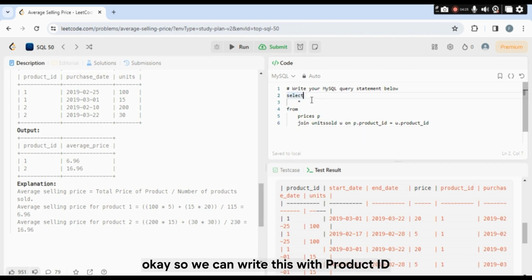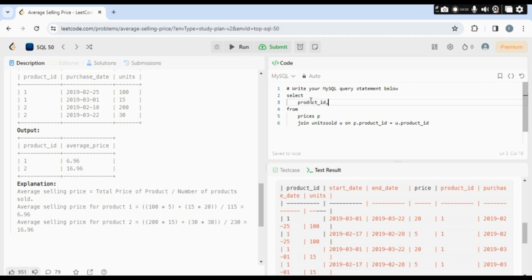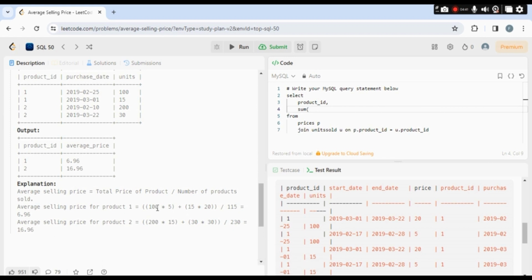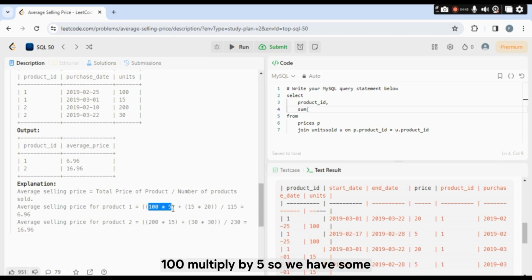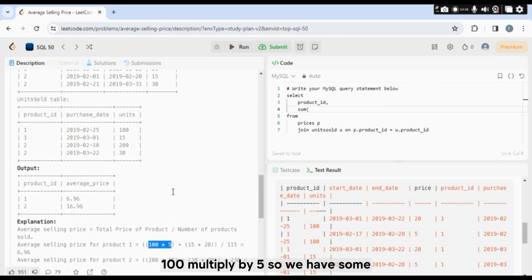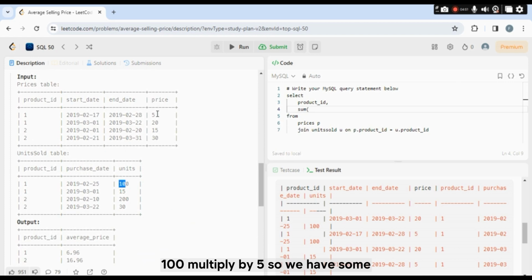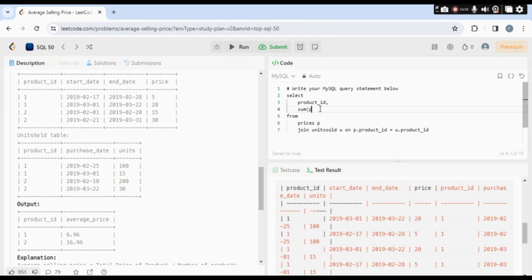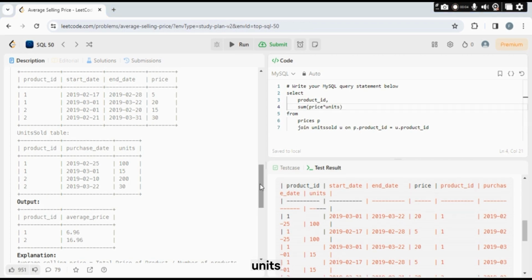Okay, so we can write this with product ID, and then the average price is total price of product, 100 multiplied by 5. So we sum the price and the units.